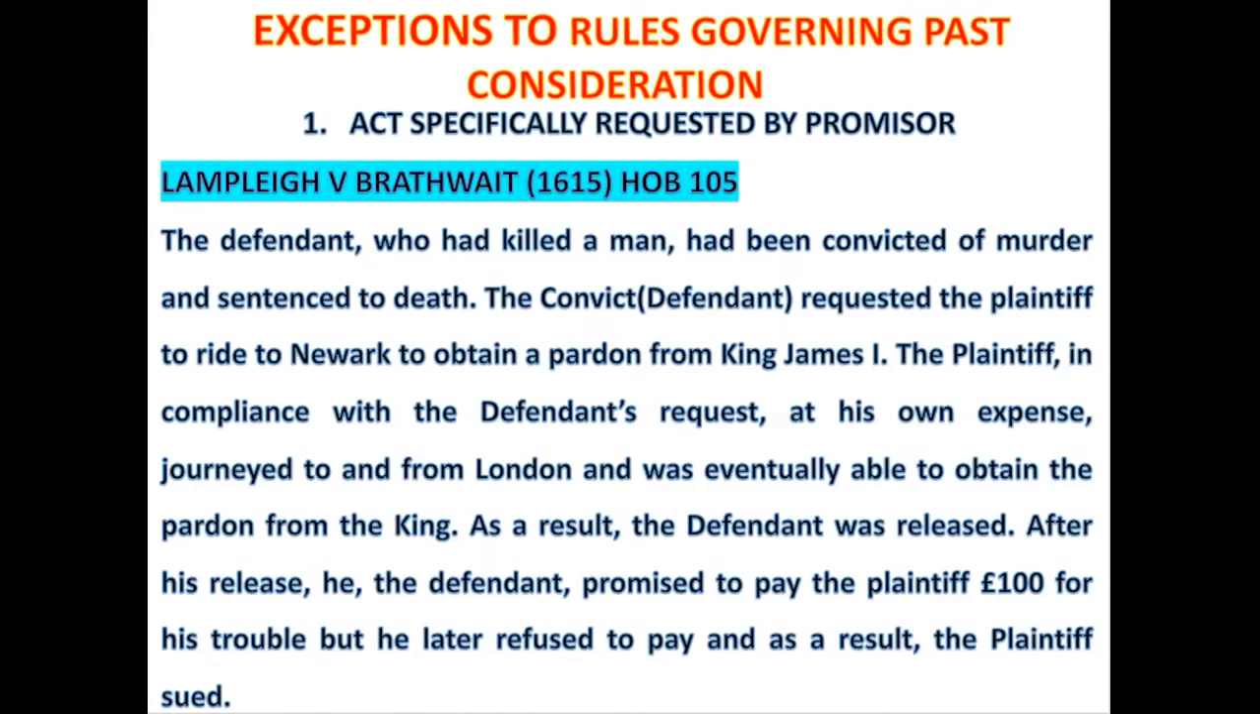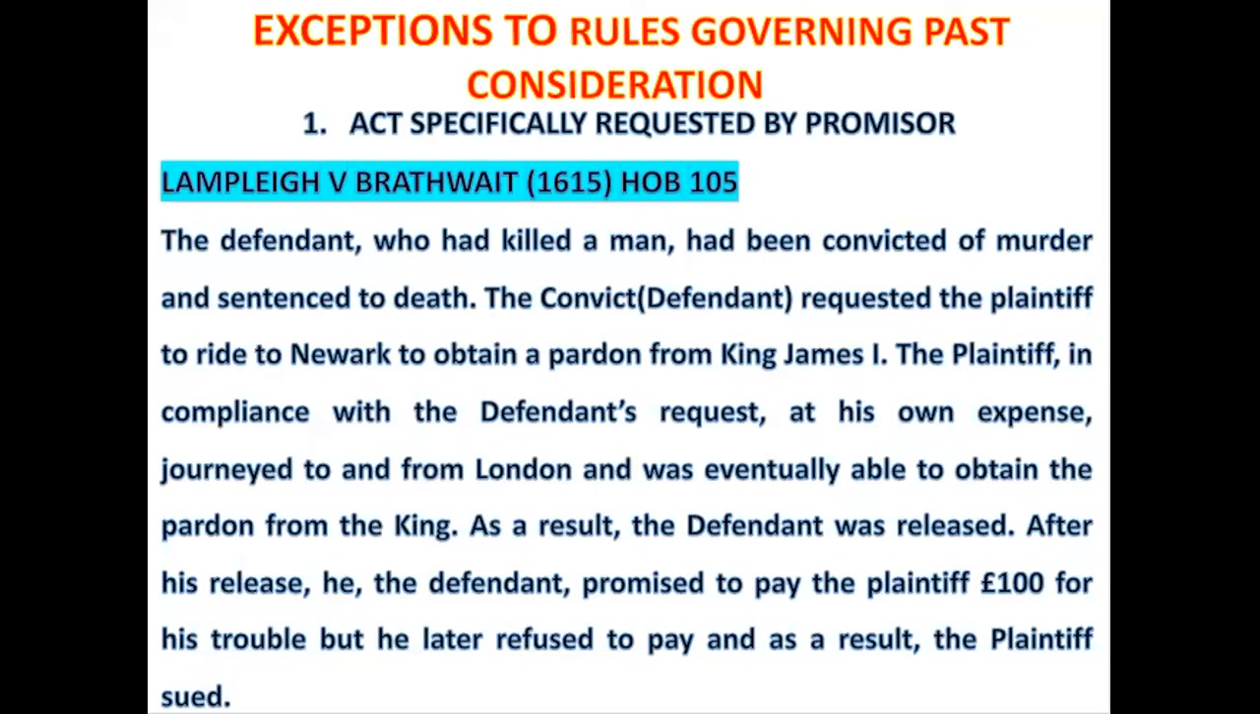Now take a critical look at the facts. At the time the plaintiff was riding all the way to Newark to obtain the pardon, there had been no promise to pay him any amount of money. The promise came after he had performed the act. In other words, the act of going all the way to Newark to obtain the pardon will be a past consideration because that act was performed before the promise was made. So you realize that the promise in this case came subsequent to the performance of the act. The promise to pay the £100 came subsequent to the performance of the act. So the act of going to obtain the pardon was a past consideration.